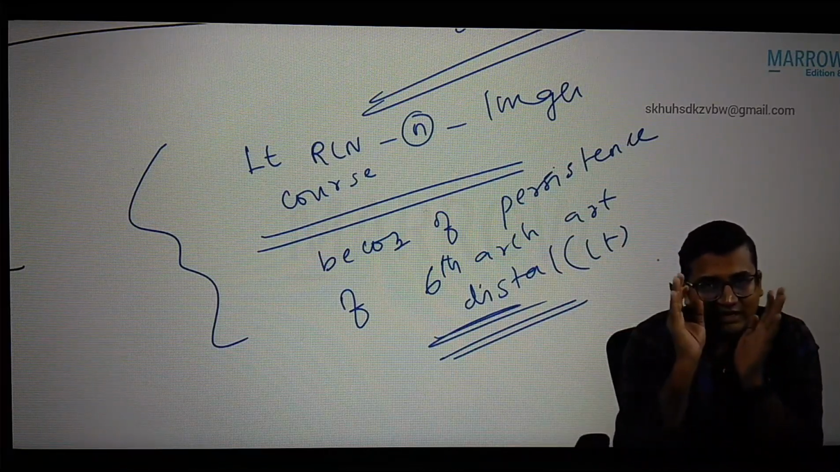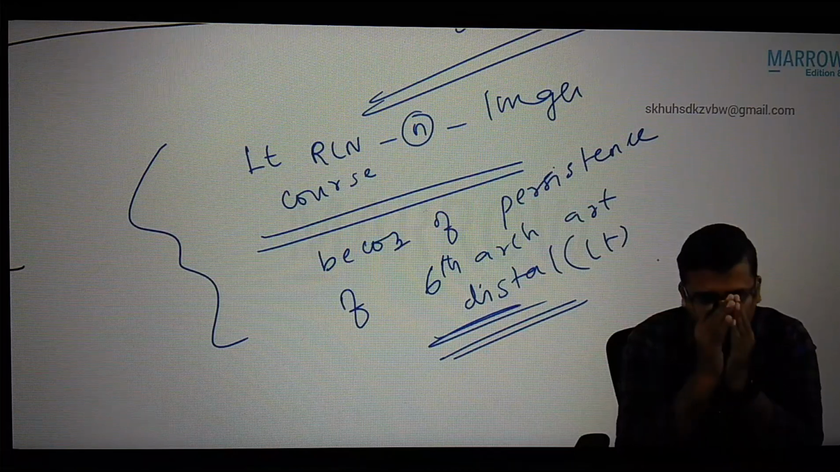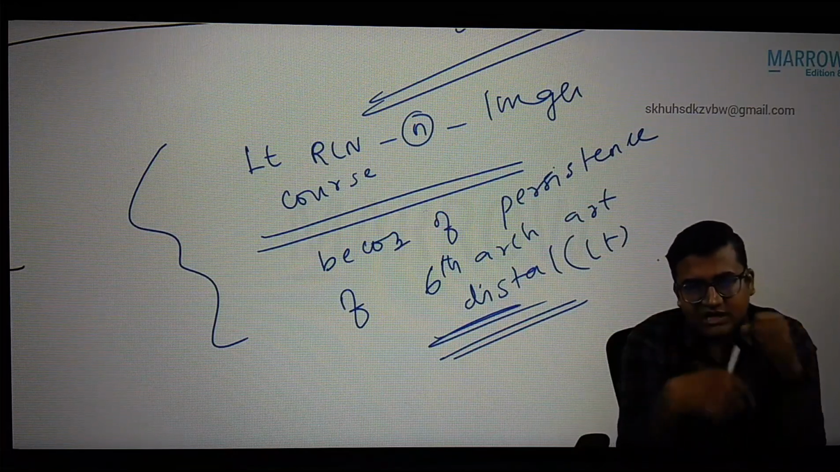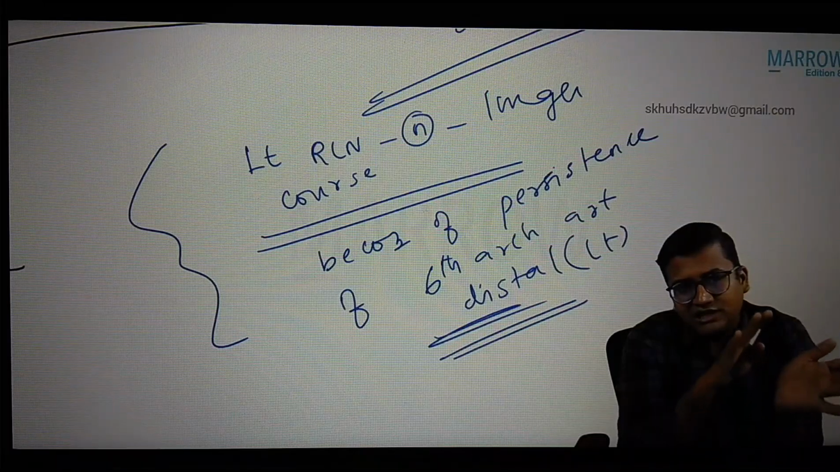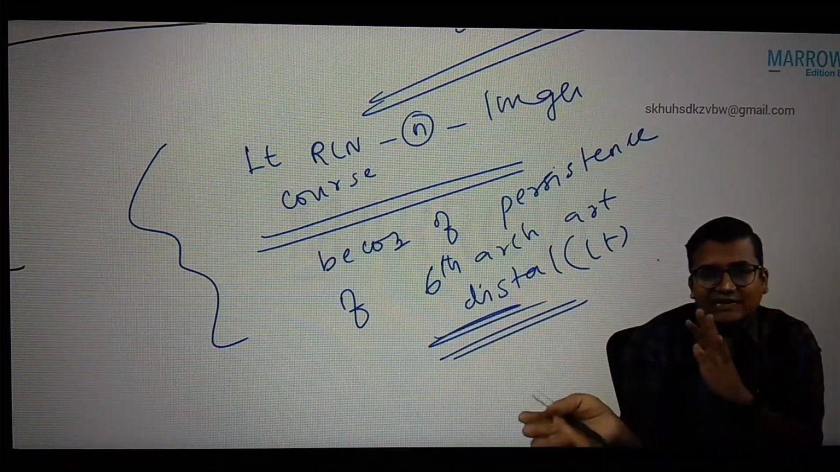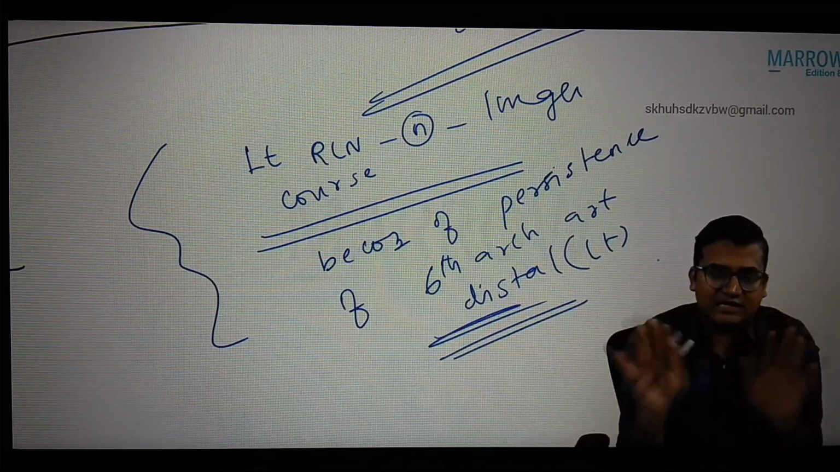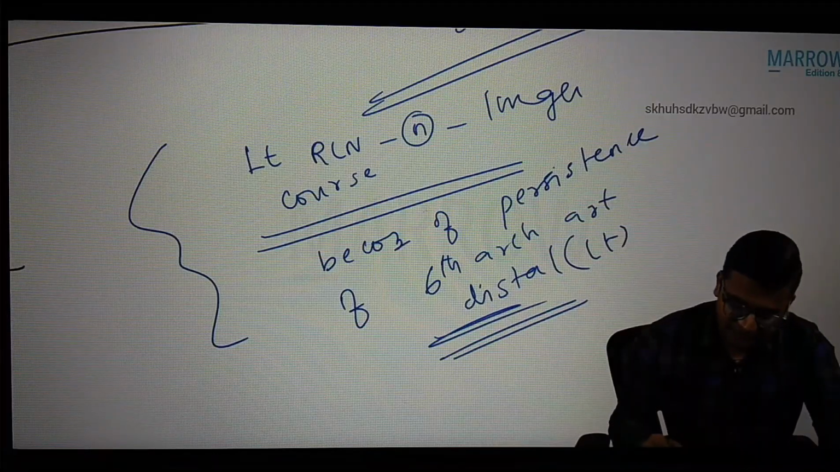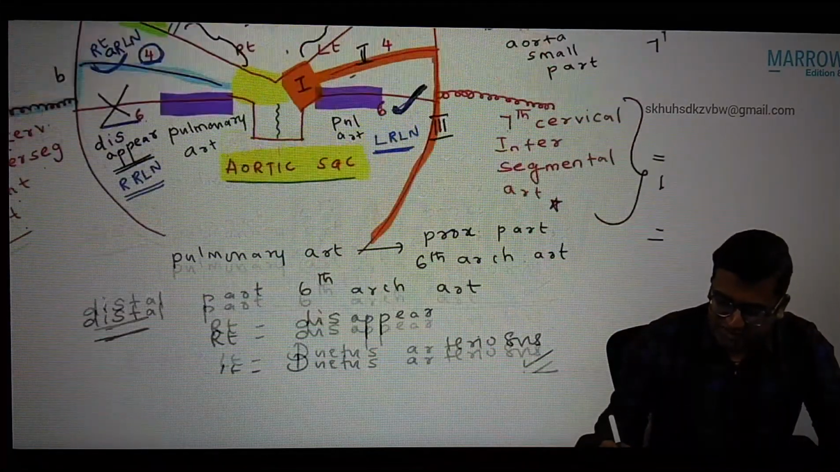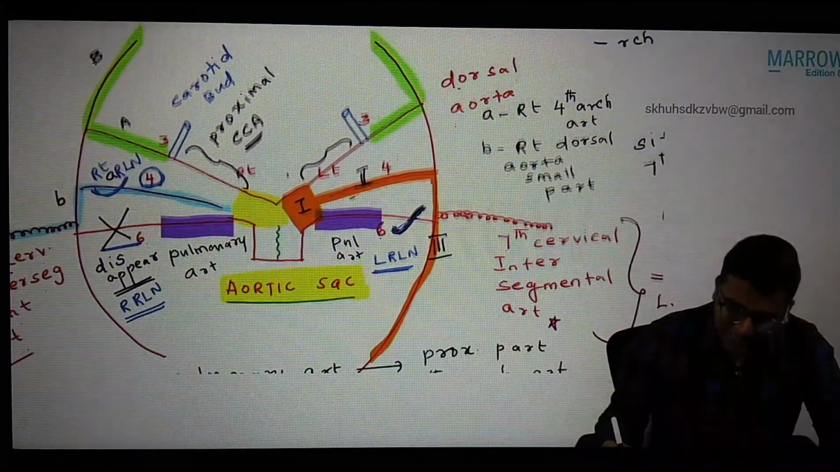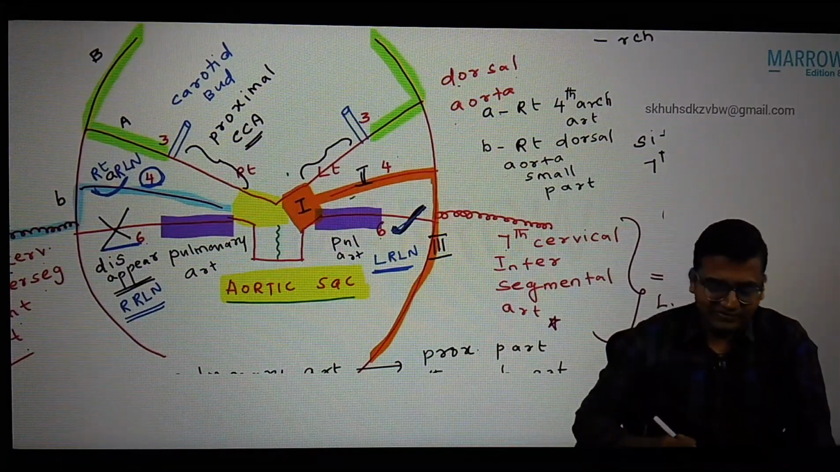Because the left side distal part of the sixth arch artery will persist and form the ductus arteriosus, and the left recurrent laryngeal nerve will be related to that. So the left recurrent laryngeal nerve has a longer course than the right side due to the sixth arch artery. That is the question we got. Please don't forget. You may get a repeat in the FMG exam or INICET exam, or sometimes again in the NEET exam.